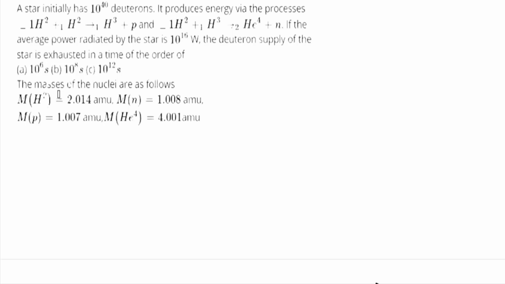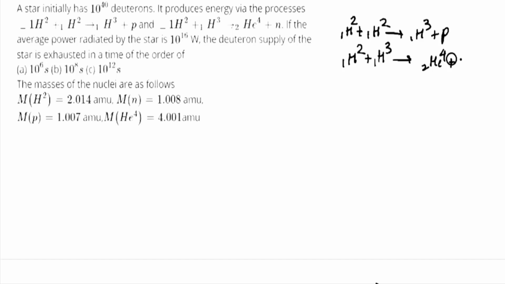10^12 seconds. The masses of the nuclei are as follows: mass of H2 is 2.014 AMU, mass of neutron 1.008 AMU, mass of proton 1.007 AMU, and mass of helium 4.001 AMU. Now here we are given two equations. First equation: 1H2 + 1H2 giving 1H3 + P, and second equation: 1H2 + 1H3 giving 2He4 + N.